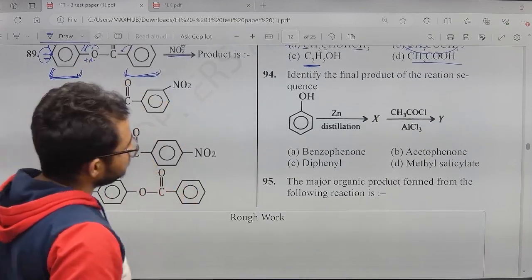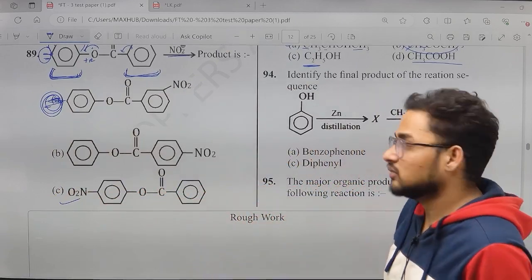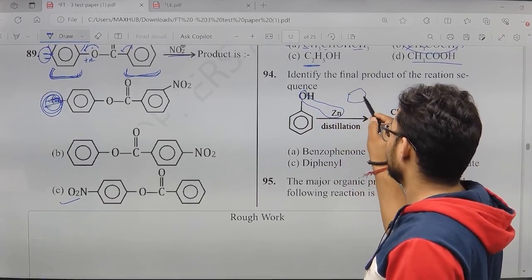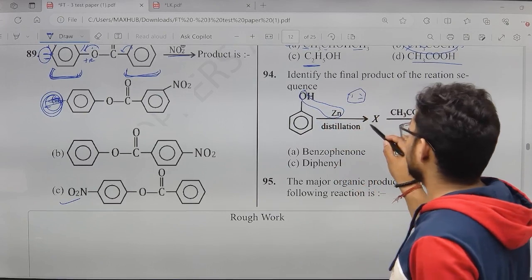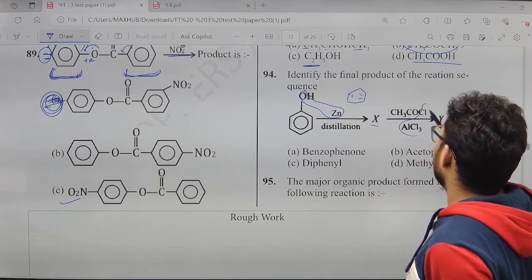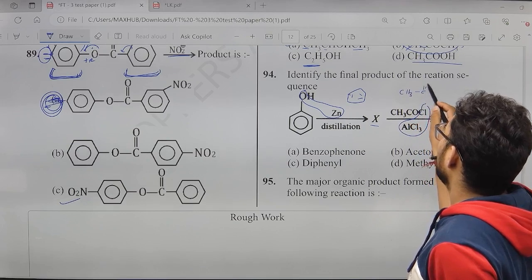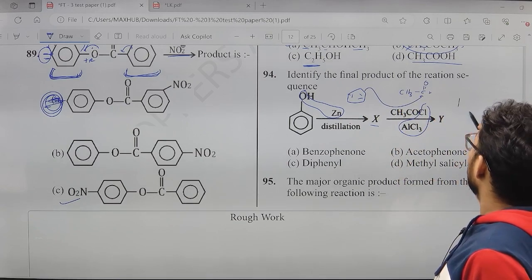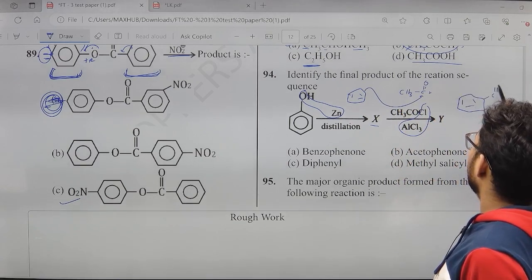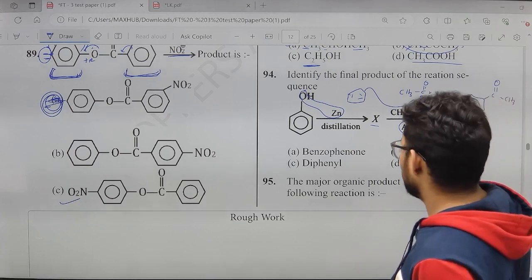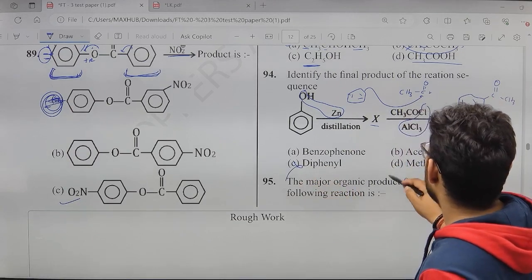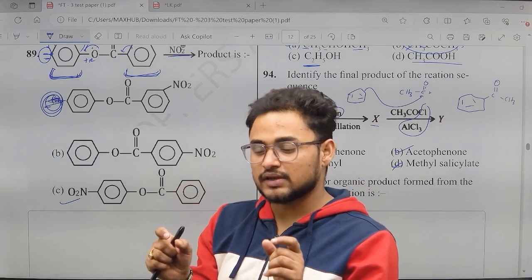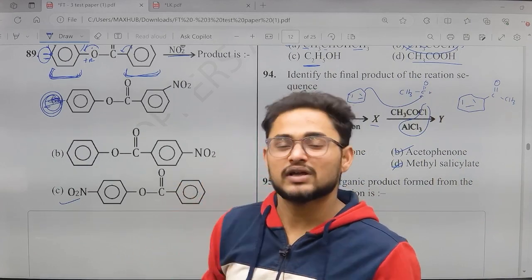Now if you see, it is the reduction reaction of phenol, a direct reaction. ZnO will be removed and you will get benzene. So X is benzene, and then AlCl4 minus and CH3CO plus electrophile will be formed, an electrophilic substitution reaction, and you will have this. It is known as acetophenone, not diphenyl, not methyl salicylate. It is acetophenone. Benzophenone is benzene ring CO benzene ring, where both benzene rings are attached by CO. That is benzophenone.